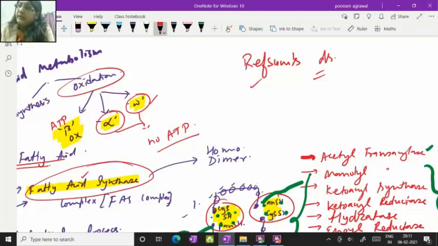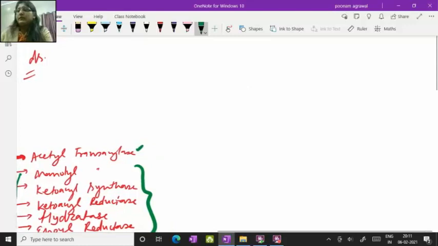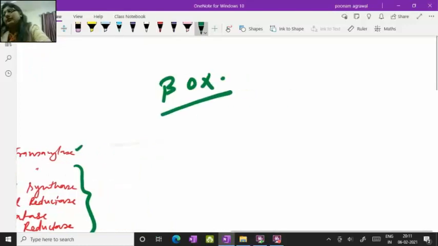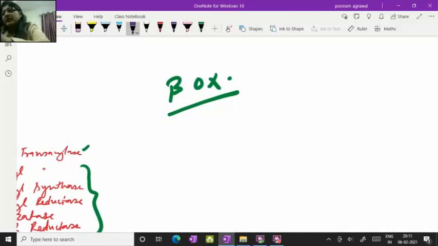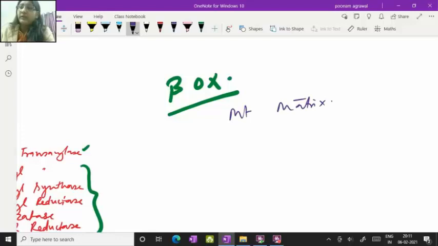Now I detail you this beta oxidation, because this again is going to be a very important topic for your examination, and the core points regarding this beta oxidation I'll be mentioning now. This fatty acid beta oxidation is a mitochondrial matrix process. One thing you should know very clearly, that the mitochondrial matrix has all the enzymes for beta oxidation.